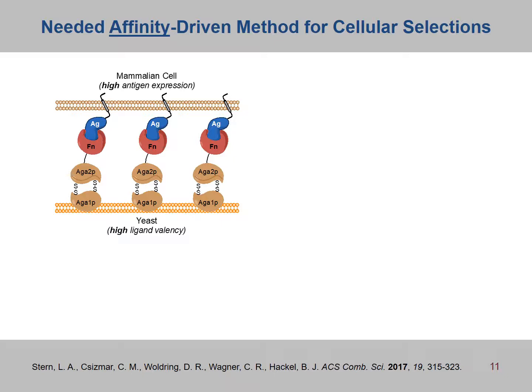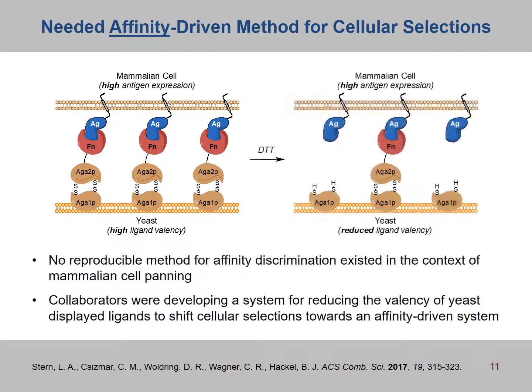Fortunately, our collaborators in the Hackel lab were developing a system to address this. They noted that the displayed ligands are tethered to the yeast surface through a pair of disulfide bonds. They were able to show that by treating the yeast with the reducing agent dithiothreitol, or DTT, they could reduce a proportion of the disulfides and lower the valency of the displayed fibronectins.